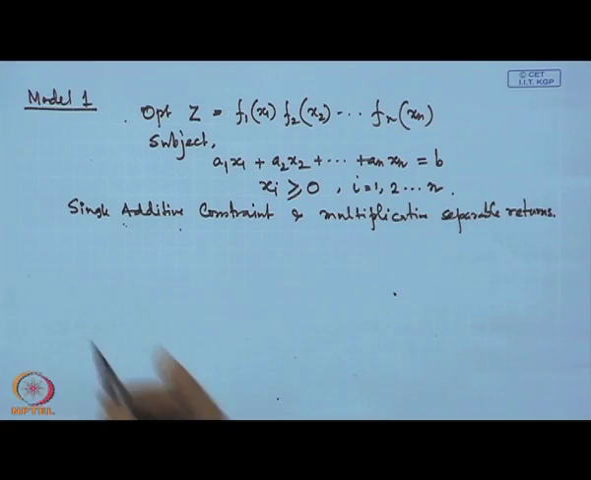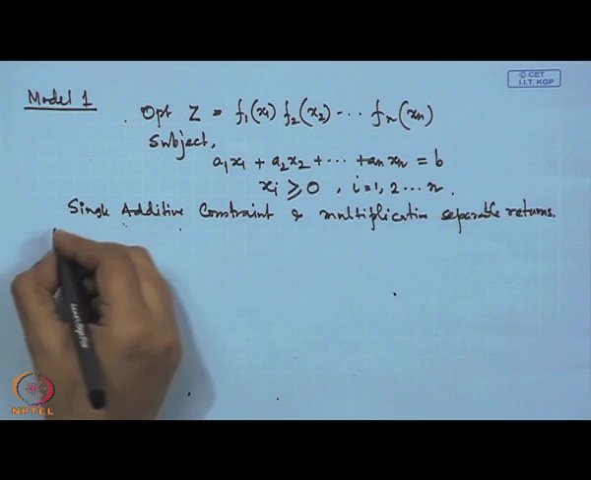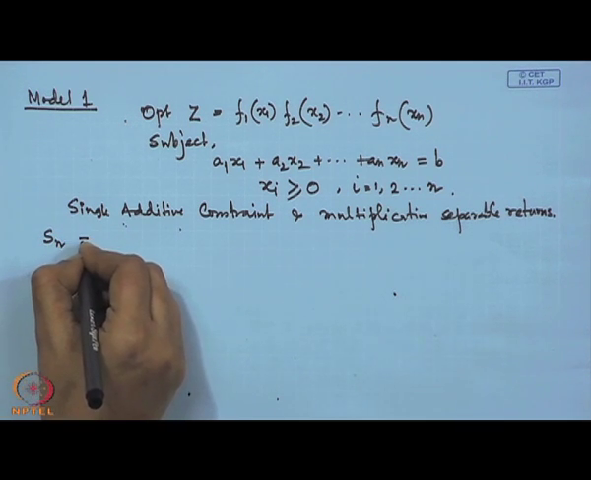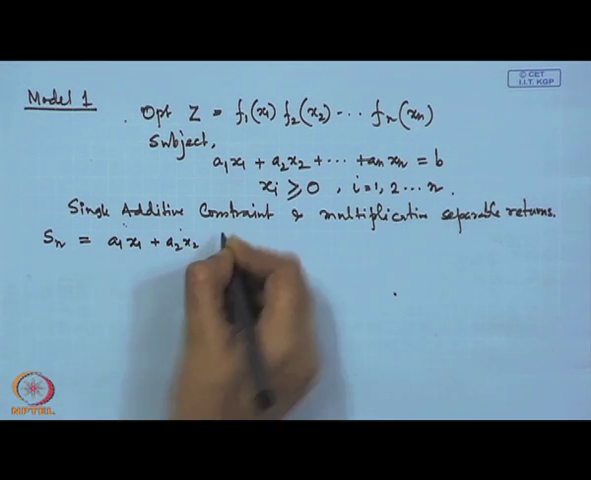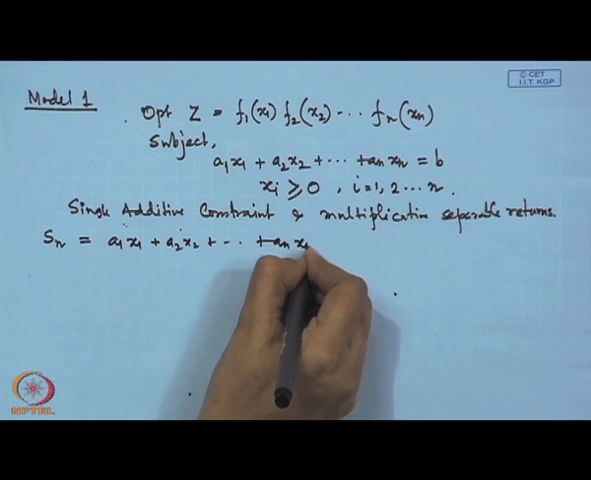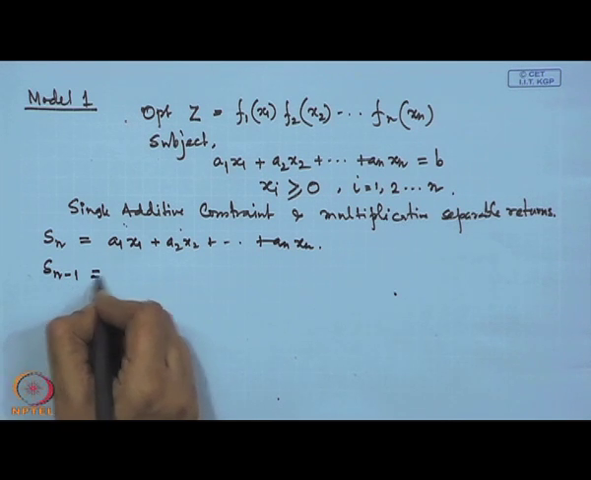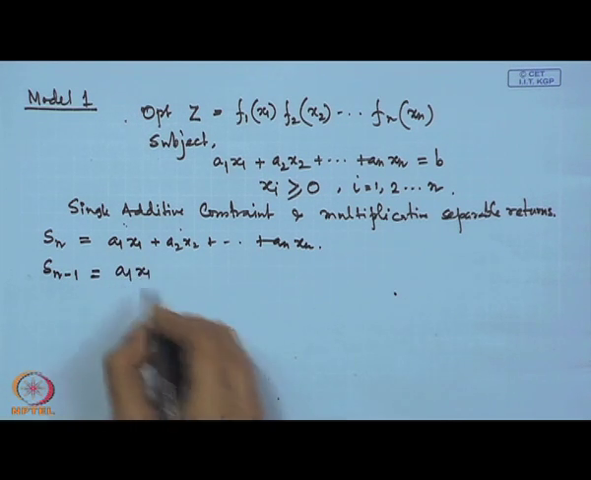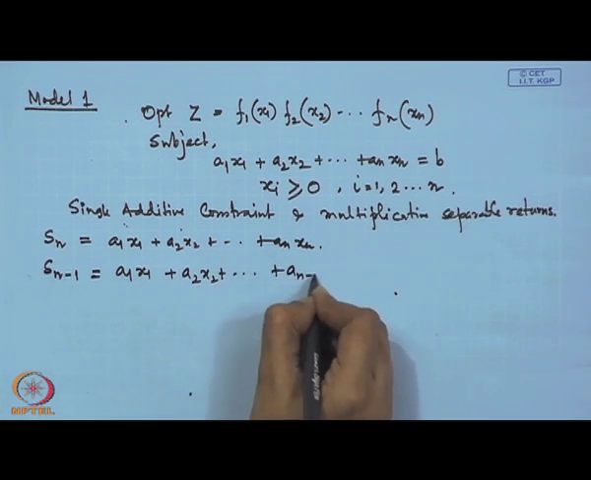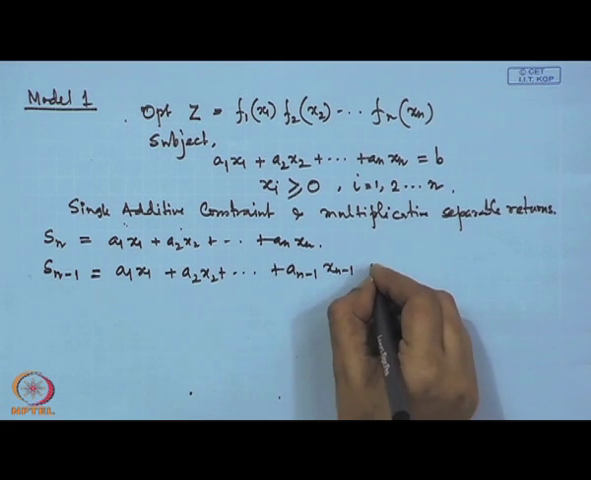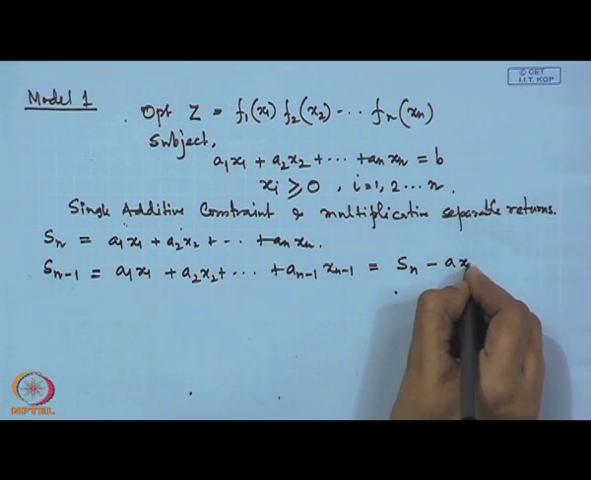Now, let us consider there are n stages, and at the first stage, when n is equal to n, the corresponding state variable we can declare as Sn equals a1 x1 plus a2 x2 up to an xn. Let us move to the next state, Sn minus 1, and let us consider it in this way: a1 x1 plus a2 x2 up to a(n minus 1) x(n minus 1). Then we can write this as Sn minus an xn.